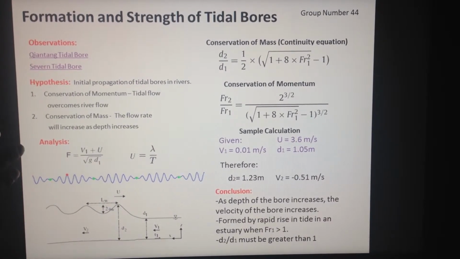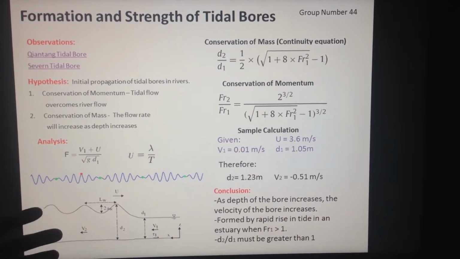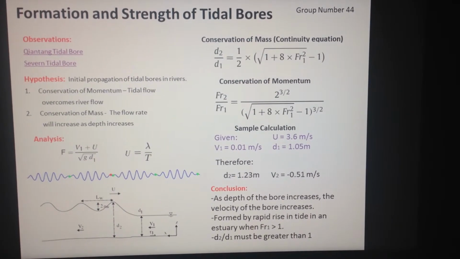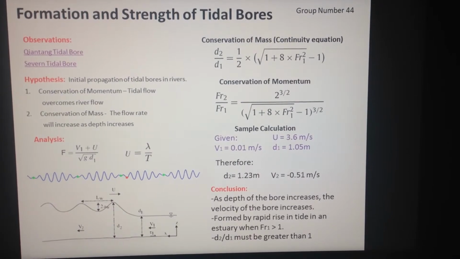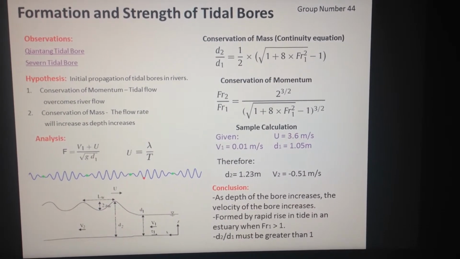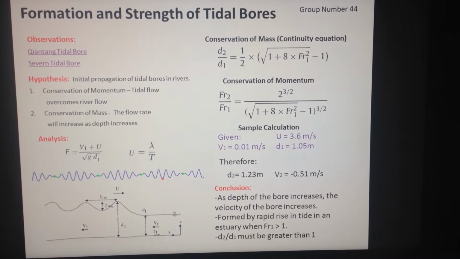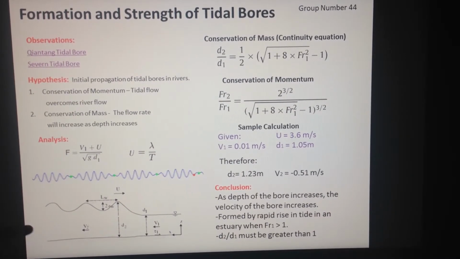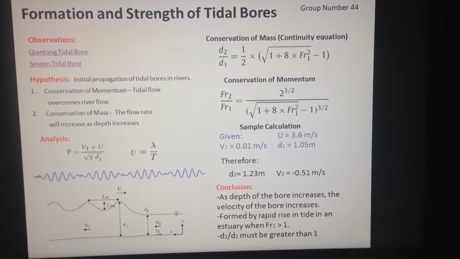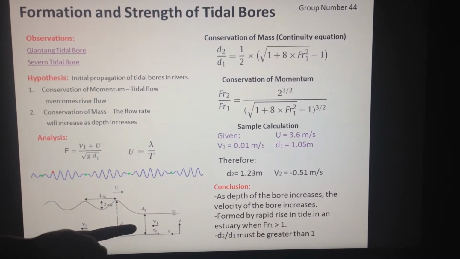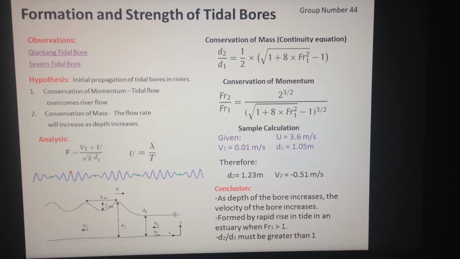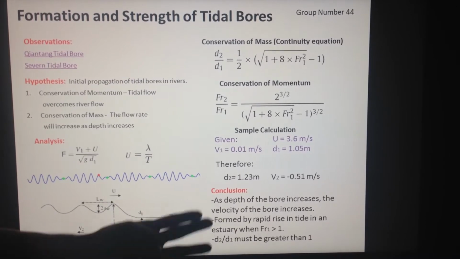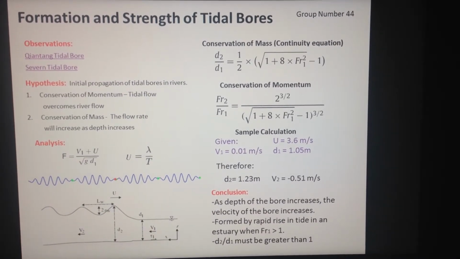And for an example calculation, we have a river that is originally flowing at 0.1 meters per second downstream with a depth of 1.05 meters, and then we have the bore, which will propagate at 3.6 meters per second moving upstream. So by using conservation of mass, we can find the depth of the bore as 1.23 meters, and the velocity upstream as a whole at negative 0.51 meters per second.